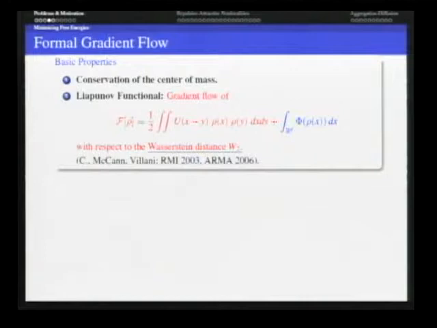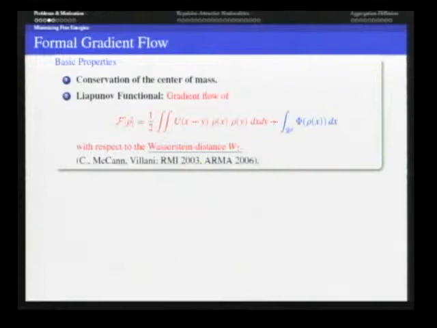So some basic properties of this model, of this equation. This equation has a natural Lyapunov functional. The natural Lyapunov functional for that equation is composed of two terms, if you consider both the attraction repulsion plus the diffusion. The first part is the total potential energy generated by the particles. And the second part is the internal energy, the term given by the entropy, typically, if you are talking about linear diffusion.